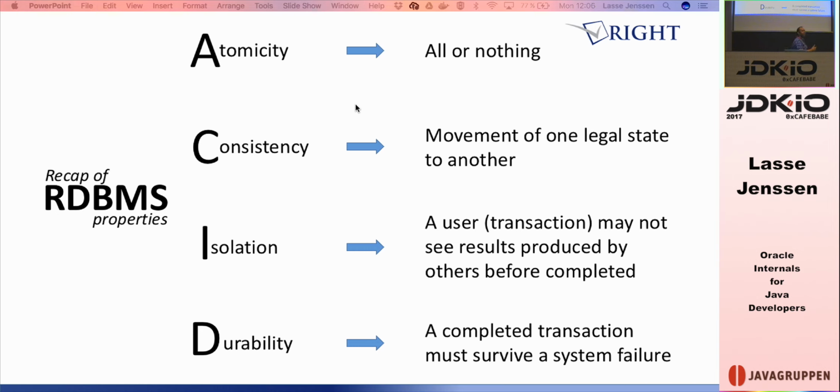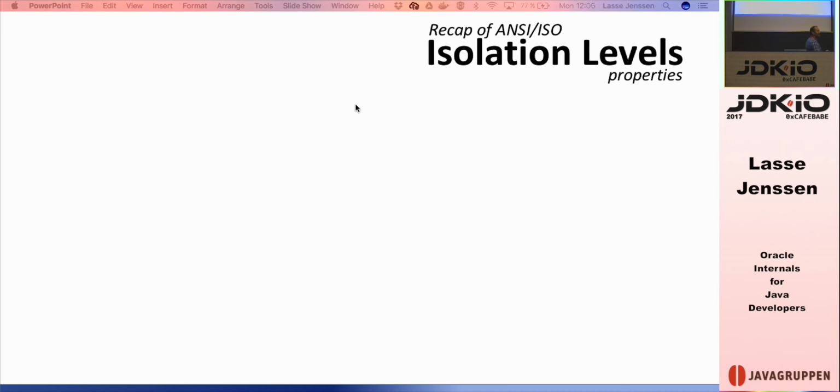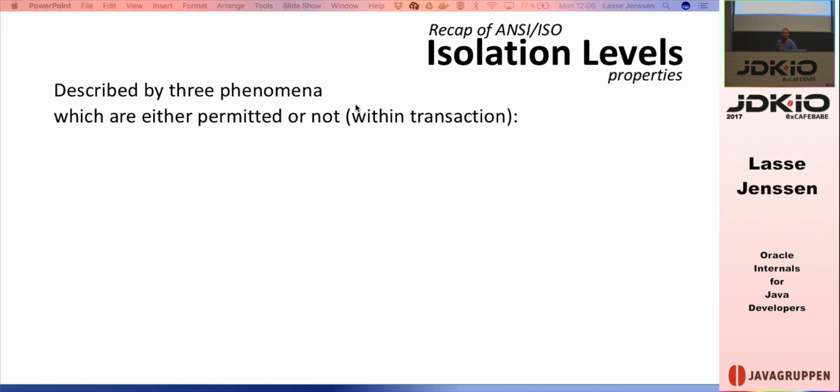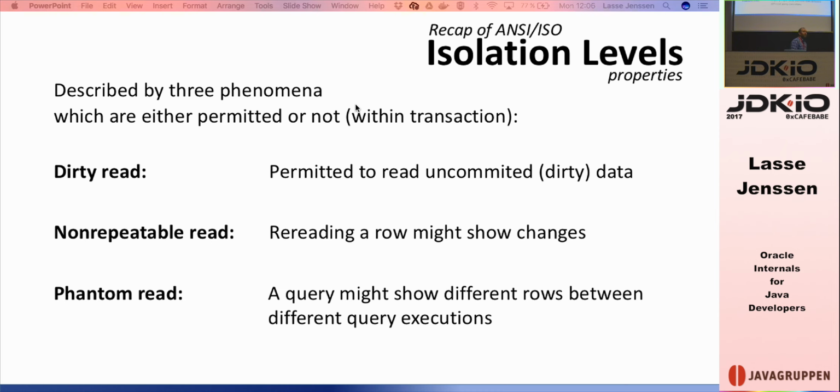You have the all or nothing, you have the consistency that you need, you have the isolation levels, and you have the durability. So let's look at the isolation levels. Those are described by 3 phenomena: the dirty reads, the non-repeatable reads, and the phantom reads. The dirty reads permit you to read uncommitted data. In a non-repeatable read, you can reread a row, and it might show changes. In the phantom read, a query might show different rows between different query executions.